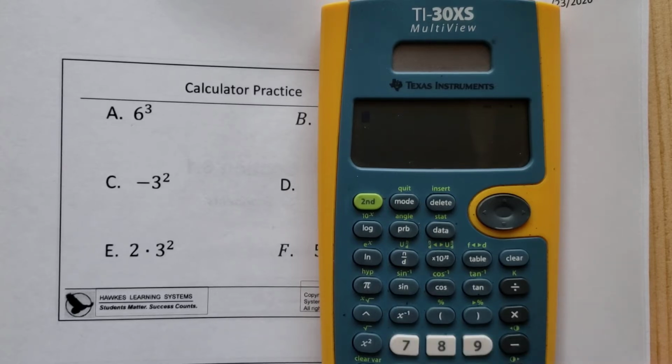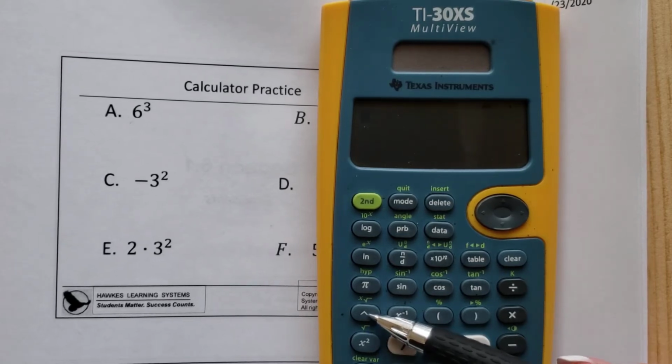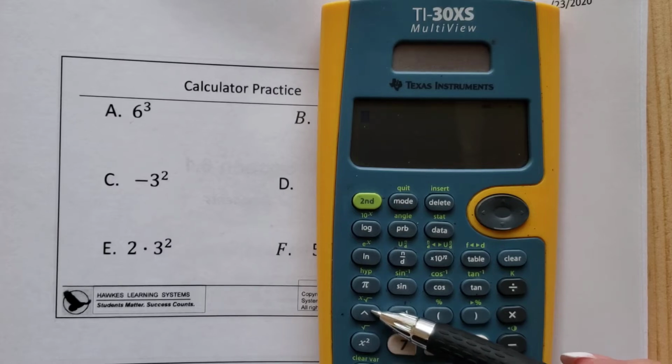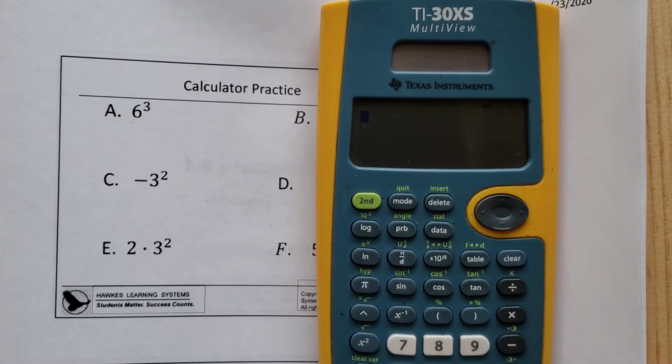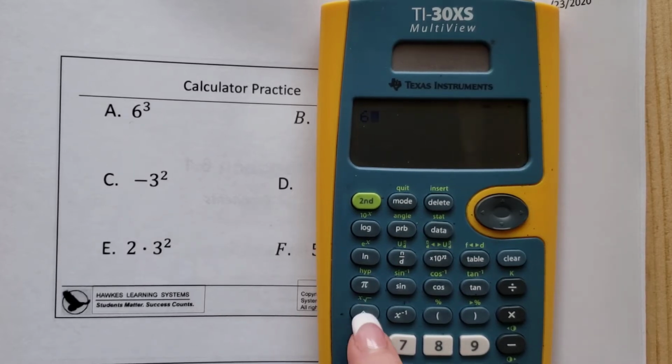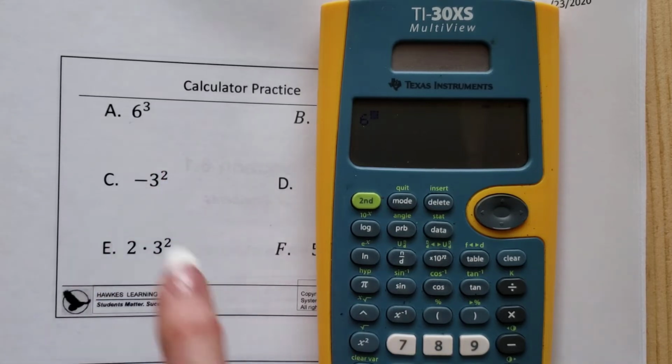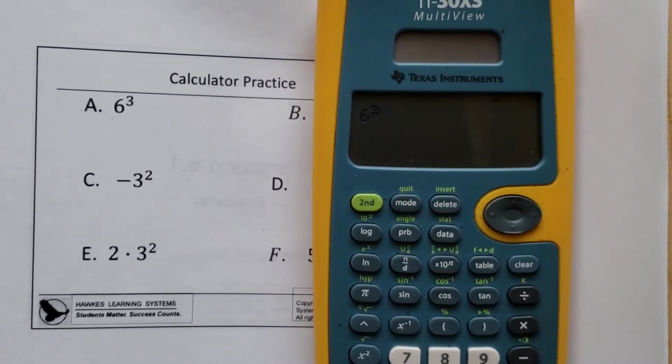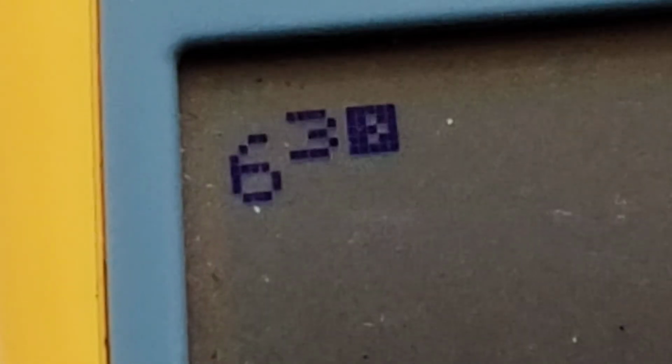So for the first problem, I see 6 to the third power, which is the same thing as saying 6 times 6 times 6. So if you don't have a caret button, you can always just multiply that in your calculator, 6 times 6 times 6. Or if you have one of these, you're going to type in 6. You're going to hit your caret button, and your exponent is 3. So can you guys see that? 6 to the third. There we go. That's what your calculator should look like.